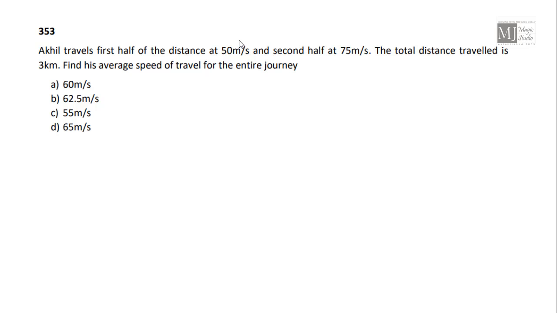Akhil travels the first half of the distance at 50 miles per second and the second half at 75 meters or miles, whatever it is, per second. The total distance traveled is 3 km. Find his average speed of travel for the entire journey. Since this is the first half and this is the second half, these two distances are the same. This distance is of no use.